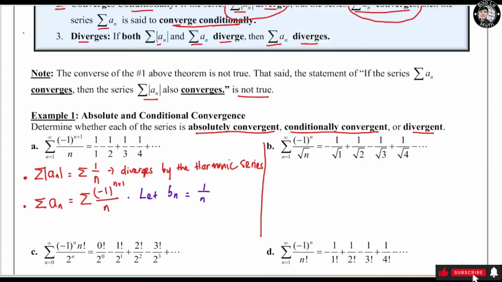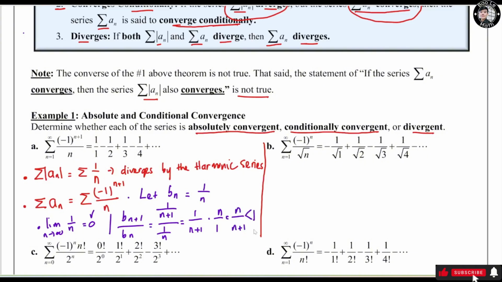So I'm going to find the limit of 1 over n as n approaches infinity. This is actually 0, so the first condition is met. Now the second condition: b sub n plus 1 over b sub n equals 1 over n plus 1, over 1 over n. So it's 1 over n plus 1 times n over 1, which is n over n plus 1, less than 1. So the sequence b sub n is decreasing.